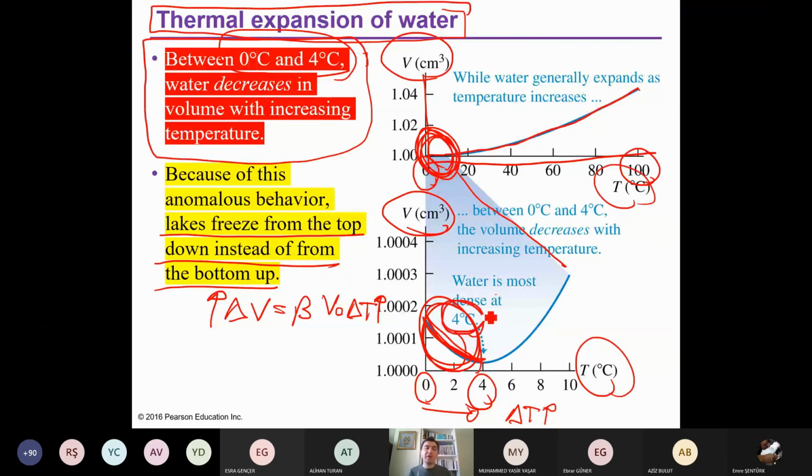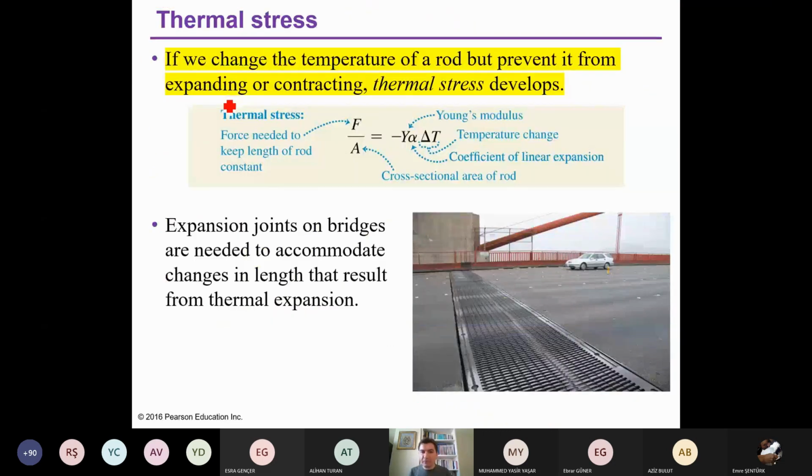And let me continue with the thermal stress. What is thermal stress? Here you see again a bridge. This is one part of the bridge road. This is another part of the bridge road. And here we have a gap. Okay. And during the hot days, this gap will decrease. During the cold days, this gap will increase. Okay. And if you don't use this gap, just consider that you are building a road like this.